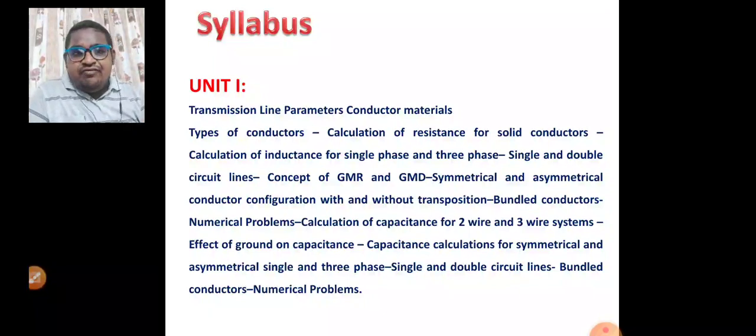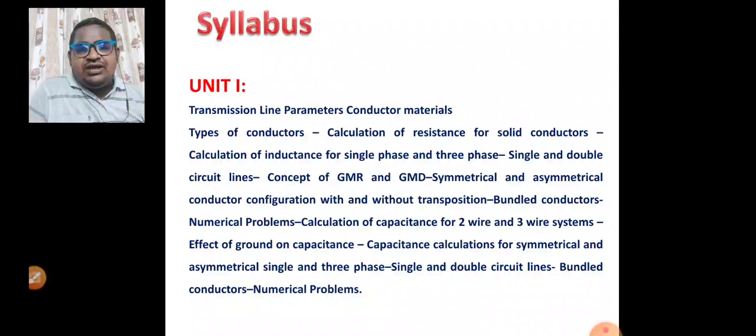So while we are analyzing the performance of the transmission system, both KVL and KCL fail. Then what is the remedy for that? Here you need to see the field concept. Already you studied the field concepts in second year, that is electromagnetic fields.